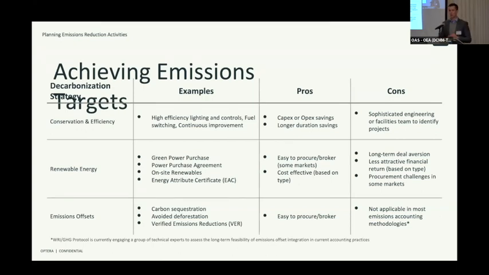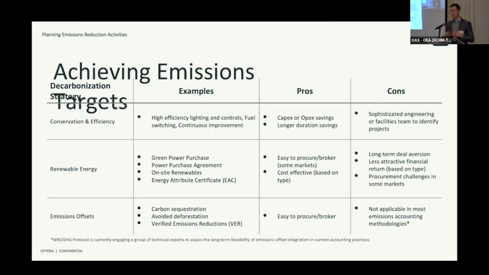They're easy to procure, fairly cost effective, fairly low cost right now. Sometimes there are longer deal terms to them, so you really want to be mindful if you want to get into a 5, 10, 15-year deal with some of these renewable energy options. And then there can be procurement challenges in some markets.